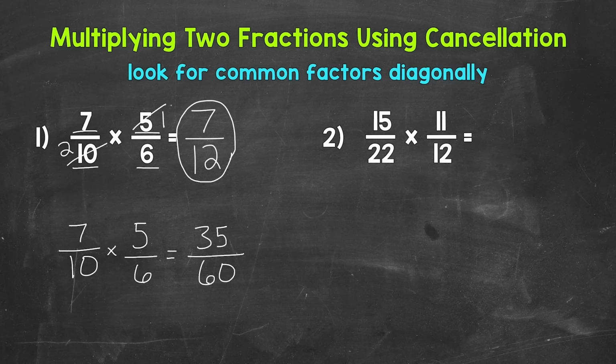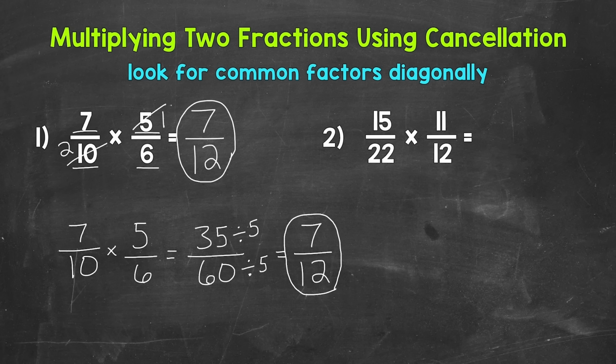Are there any common factors between 35 and 60 other than 1? Yes, 5, and 5 is the greatest common factor. So let's divide 35 and 60 by 5 in order to simplify. 35 divided by 5 is 7. 60 divided by 5 is 12. So our final simplified answer, 7/12. The only common factor between 7 and 12 is 1, so that is in simplest form, and we are done. So we get 7/12 that way as well.